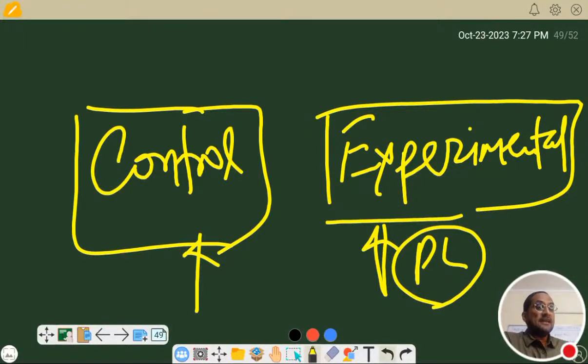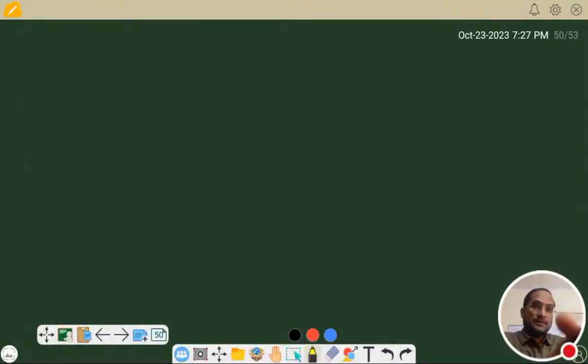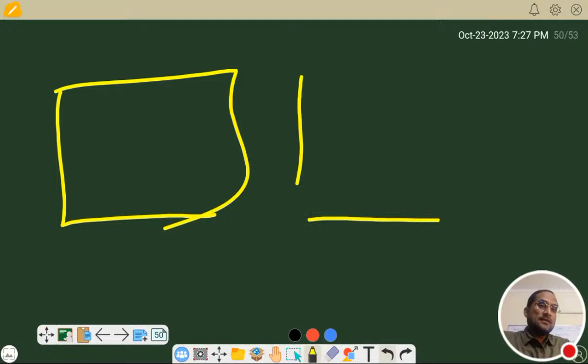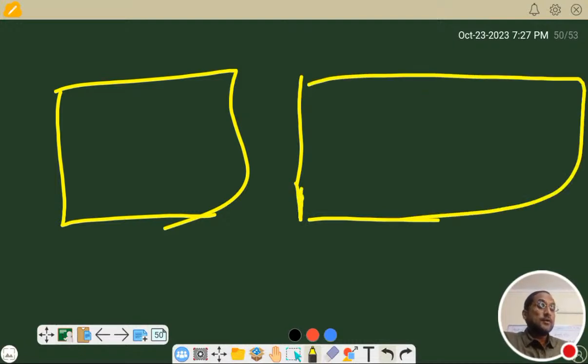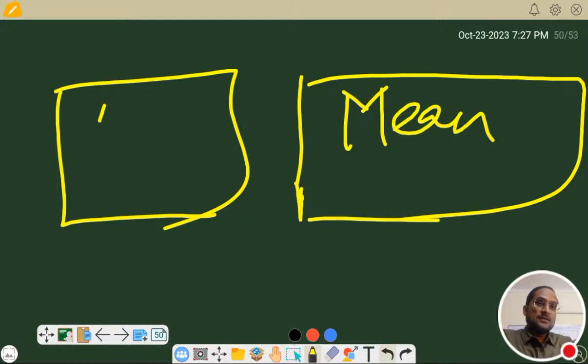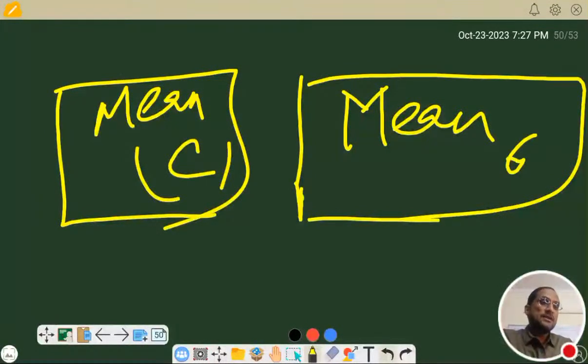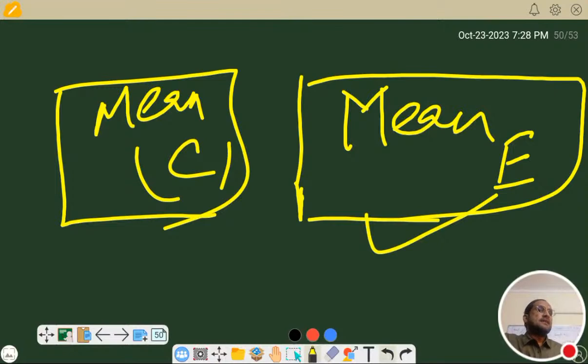Then we'll see the effect. The performance of this group will be compared with the performance of the experimental group. Here the mean, the average, of these two will be taken. Mean of control group, mean C, mean of experimental group, mean E. Mean means nothing, it's an average, that's it, not making anything unnecessarily complex.